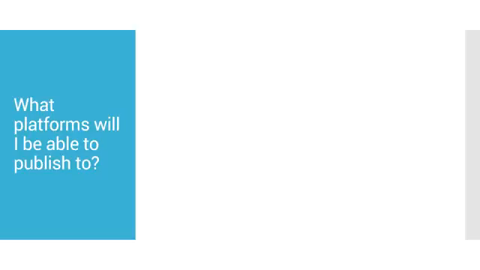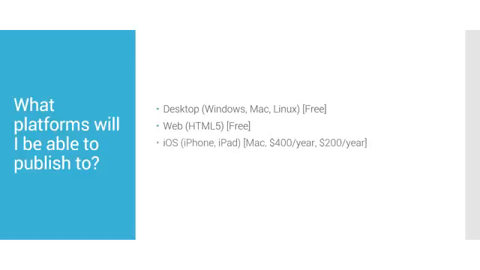So, what platforms will I be able to publish to? Well, for free you can publish to all desktop operating systems: Windows, Mac, and Linux. You can also publish for free to the web using HTML5. You can also publish on iOS, which includes iPhone and iPad. You will require a Mac, and it will cost you about $400 per year. You need two separate licenses for that. However, if you're a student, it will only set you back $200 a year. That's for iOS. You can also publish to Android. That will be a $25 one-off fee.